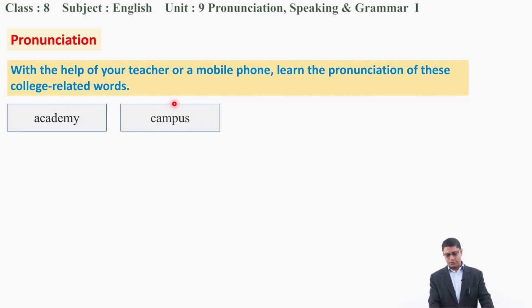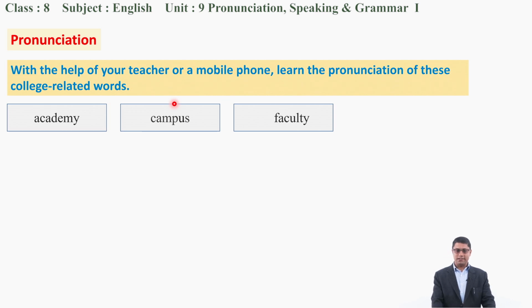Now let's move on to the next word. What's the next word? Exactly. This is the next word. I'll not pronounce this word because you have to try it. Okay? So try it. Okay, now check. Faculty. Again. Faculty. Okay. Now let's move on to the next word.